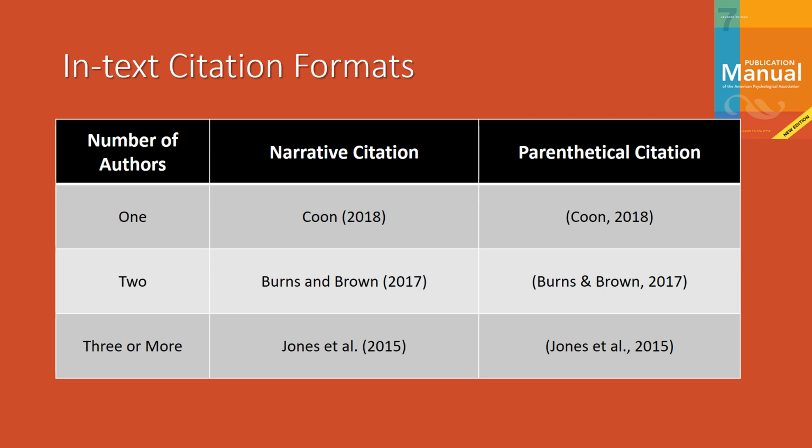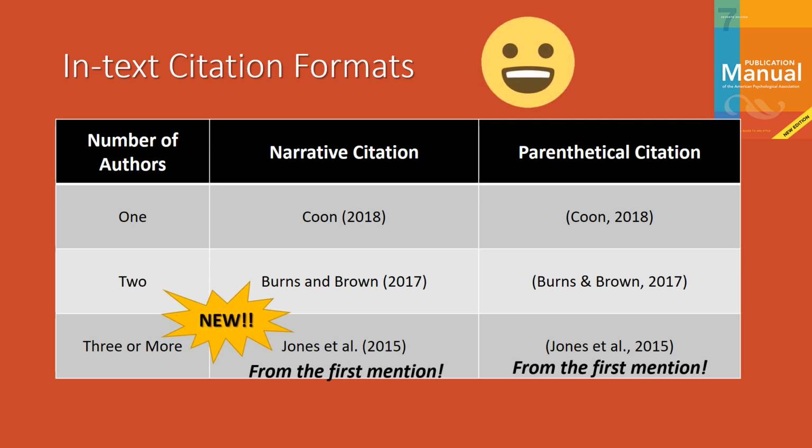If you have a source with 3 or more authors, we can just take the first author's last name and put et al. period from the very first mention. This is brand new. Previously you had to cite all of the authors' names up to 5 whenever you mention that source for the first time in your paper, and then subsequently you could use the shorthand Jones et al. period. But now in the 7th edition, we're allowed to just put the first author's last name et al. period from the very first mention. So it's gotten a lot simpler.